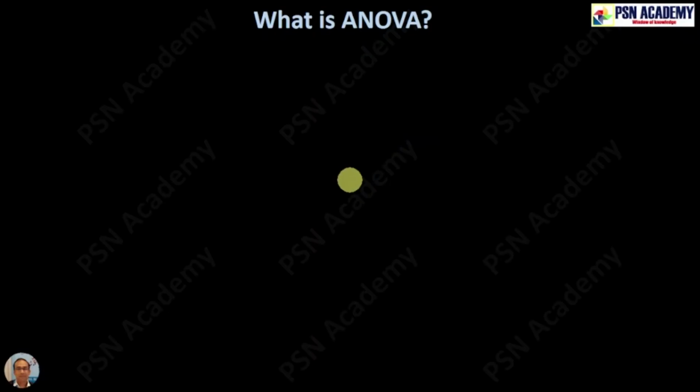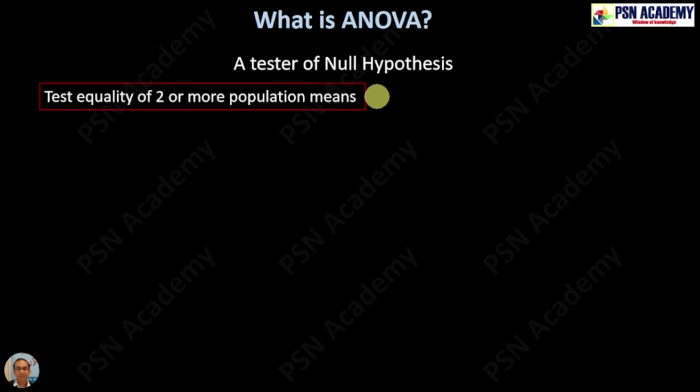Welcome back. In this video, we will learn about ANOVA, that is Analysis of Variance. What is it actually? It is a tester of null hypothesis. That means you can test a null hypothesis, whether that null hypothesis should be rejected or not. Now, what does it test actually?